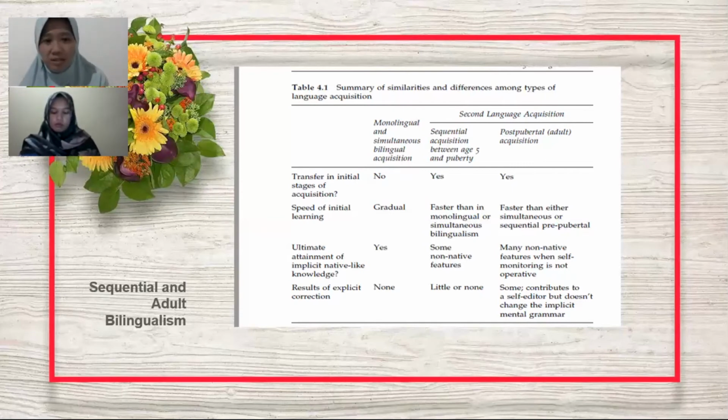And about the result of explicit correction, there is none of it in monolingual and simultaneous bilingual acquisition, and there is little or no result of explicit correction in sequential acquisition between age 5 and puberty, and there are some results of explicit correction in adult acquisition.